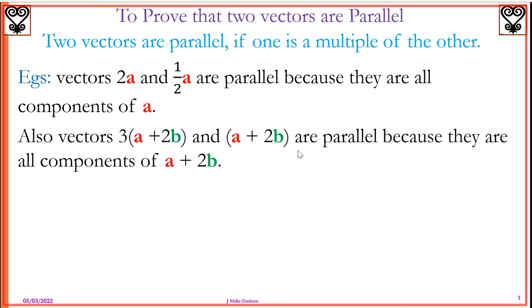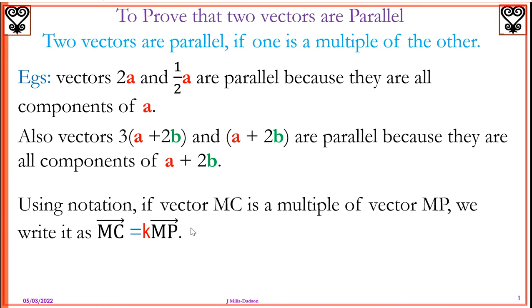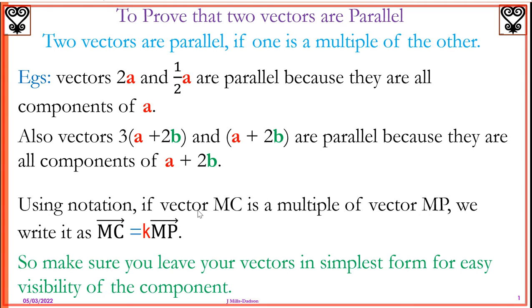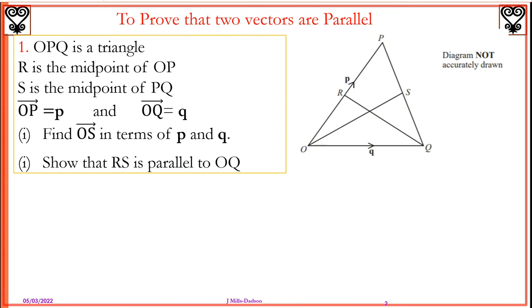Talking about a multiple of the other, the notation we normally use is that if, for example, vector MC is a multiple of vector MP, then we say vector MC is equal to k vector MP. So it's very important that when doing vectors, your answers are simplified where possible to help you identify the true components of the vectors, to confirm that two vectors are parallel to each other. So let's look at this question. Pause the video and read the question first.